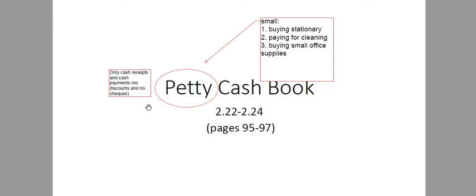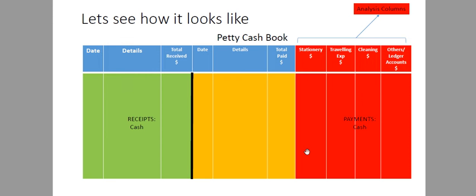The syllabus component is 2.22 to 2.24, and the textbook pages are pages 95 and 97, and you will do the reading from those pages. So let's go on to the next slide and see how it looks. So this is how the petty cash book looks.